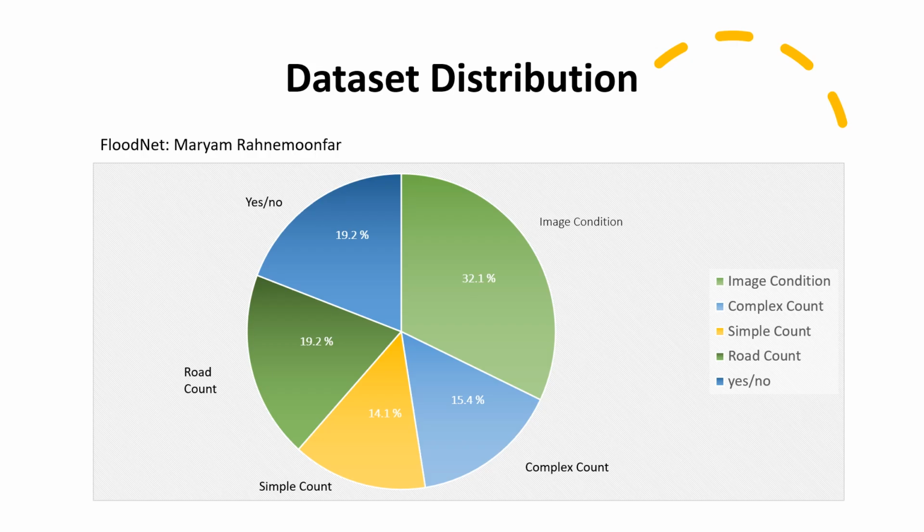FloodNet is a flood disaster dataset created by Mariam that includes various types of images and natural language question answer pairs annotated with specific topics. The pre-processed dataset has 4500 question answer pairs covering 1400 images, categorized into simple counting, complex counting, road condition, overall image condition, and yes/no type questions.